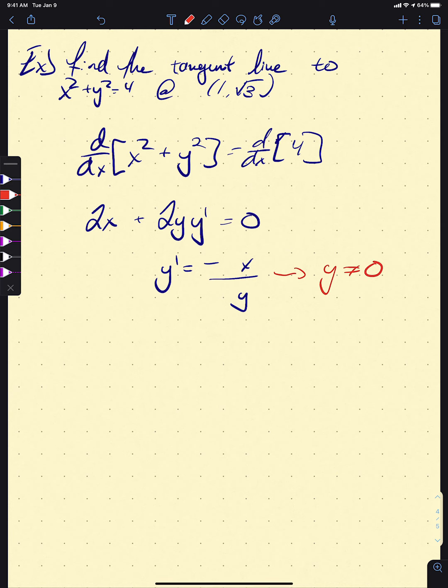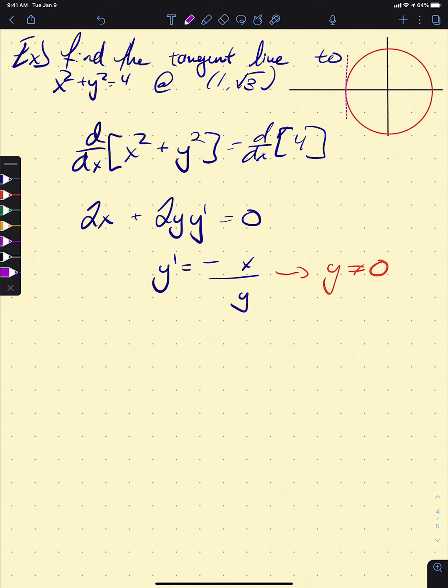And that would make sense, right, if you think about what this is. For those of you who don't remember your conic sections, that's absolutely okay. x squared plus y squared equals 4 is a circle with radius 2, right? So that means when y equals 0, we're talking about these two points, which are going to have a vertical tangent line. So of course our derivative wouldn't exist, right? But we want to find the tangent line to this point.